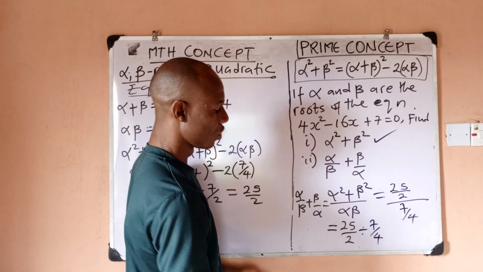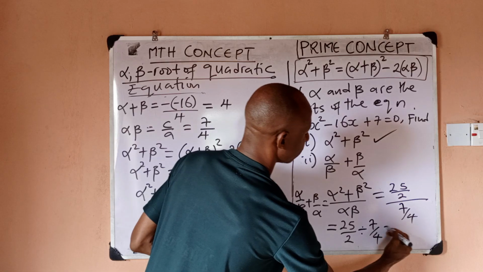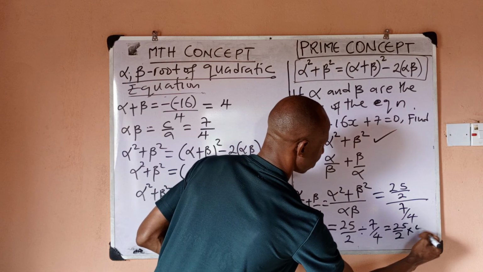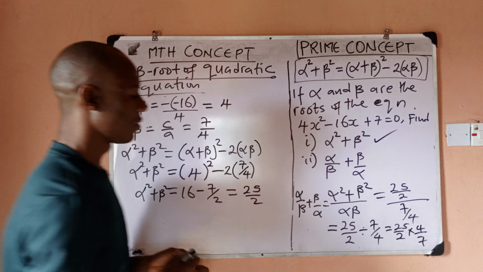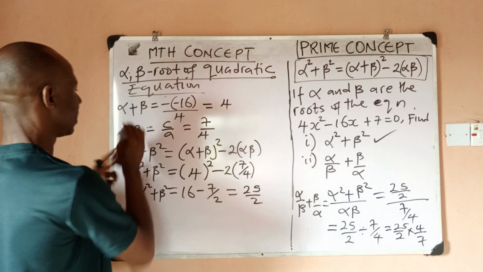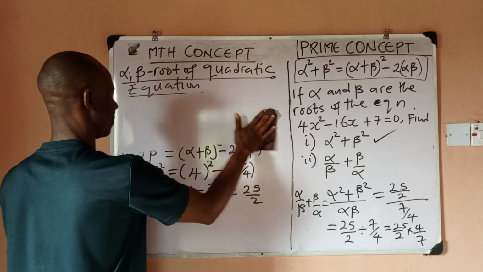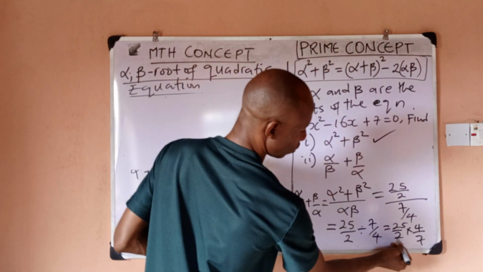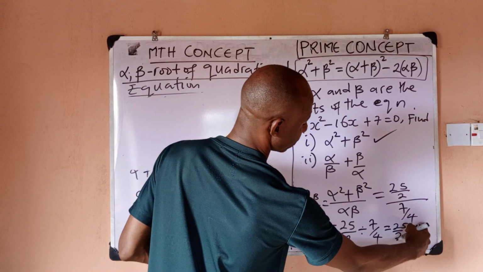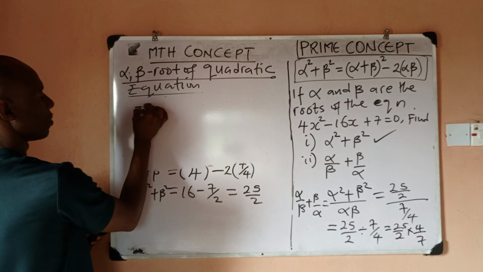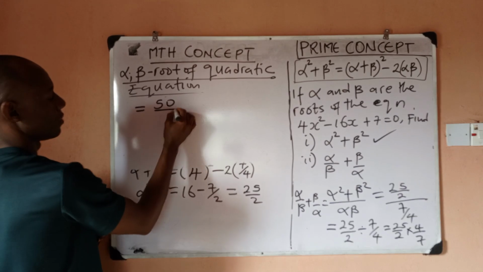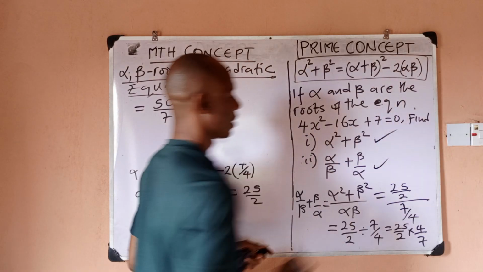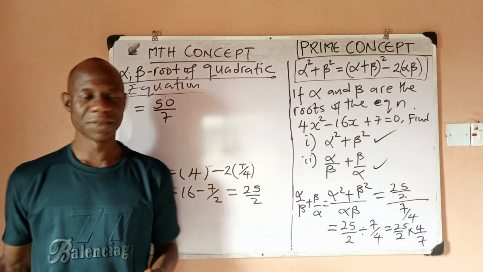When you have division, you know you can change to multiplication. So I'll quickly say 25 divided by 2 times 4 over 7. So if I do this, I'll see that my answer eventually becomes, 2 doing 4 half 2. 2 times 25 is 50. So my answer becomes 50 divided by 7. So this is the answer to the second part of this question. I believe that this is already very clear to you.